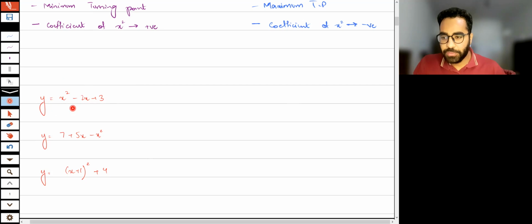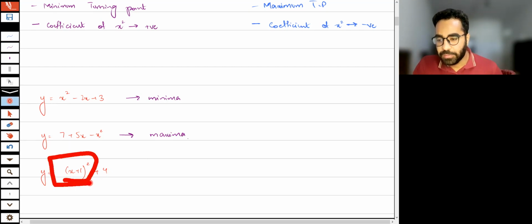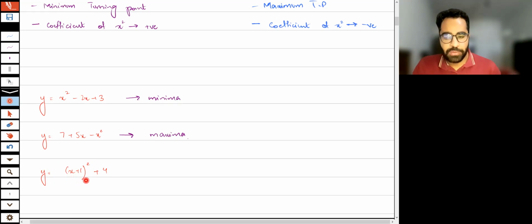Since my coefficient of x squared over here is positive, I'm going to get a minima or a minimum turning point. Since my coefficient of x squared is negative over here, I'm going to get a maxima or a maximum turning point. What about here? Over here, if I expand this, I'm going to get x squared plus 2x plus 1 if I apply the first identity, which is a plus b whole square equals a squared plus 2ab plus b squared. The coefficient of x squared will be positive 1. And if it's positive, it's going to be a minima or a minimum curve.